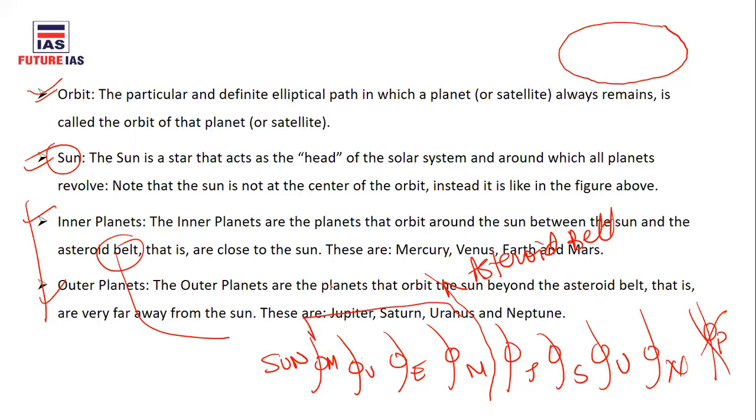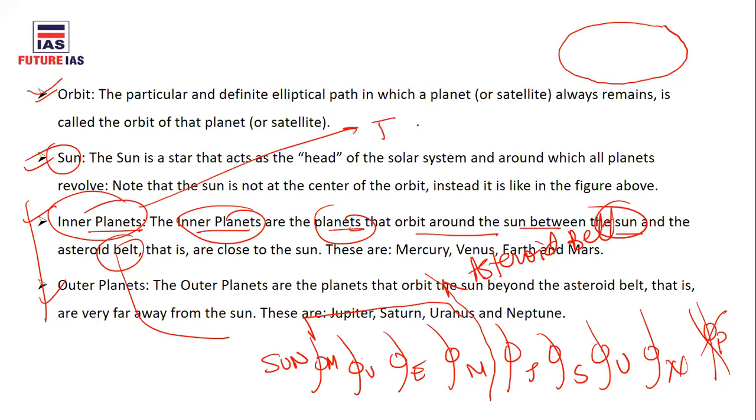So these 4 planets are Mercury, Venus, Earth, and Mars. If you read this diagram and the definition, the inner planets are the planets that orbit around the sun, between the sun and the asteroid belt. Where do you find the asteroid belt? Between Mars and Jupiter. So the planets in between are all called inner planets. They are also called terrestrial planets, or Earth-like planets. Why are they called Earth-like planets? Because they have a solid surface like Earth.